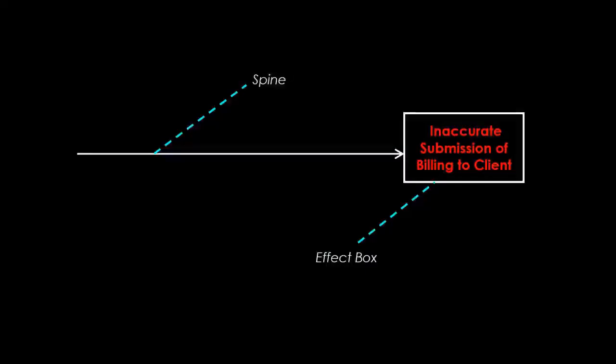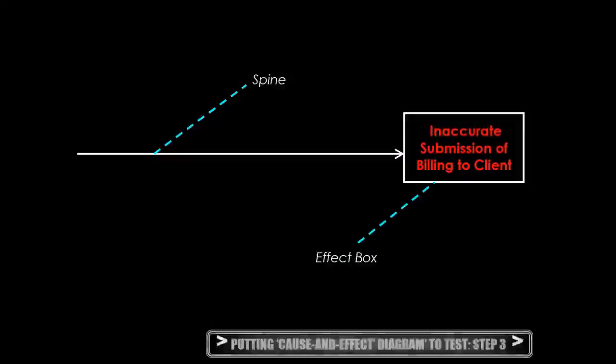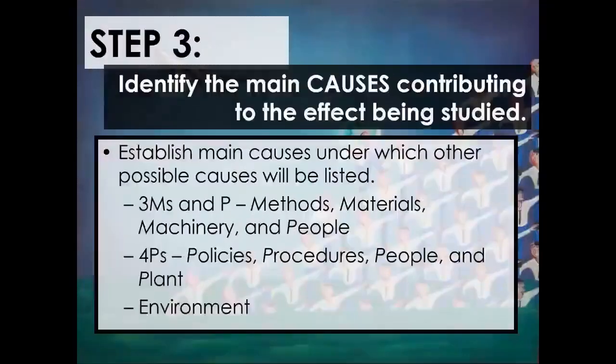This is the spine. This is the effect box. This is part 1. Now we are going to the next step, step 3. Identify the main causes of the effect being studied. What you are going to do here is difficult to do alone. It is a group activity.